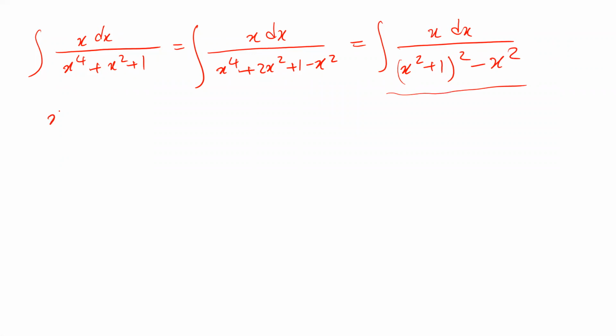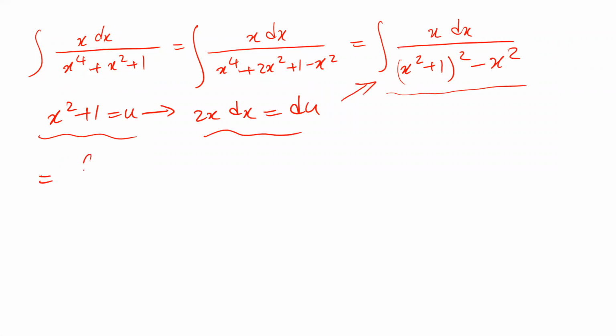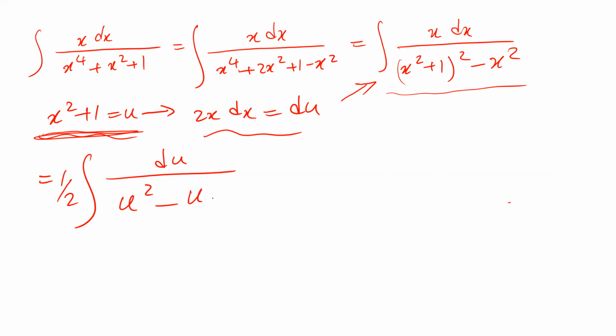So this integral you can solve using the substitution rule. If you define x^2 plus 1 as u, then 2x dx will be equal to du. Now if you substitute these two equations into this integral, instead of x dx I simply write 1 divided by 2 du. And instead of x^2 plus 1, I write u to the power of 2, minus x^2. According to this equation, x^2 is u minus 1. So this will be u^2 minus u plus 1.